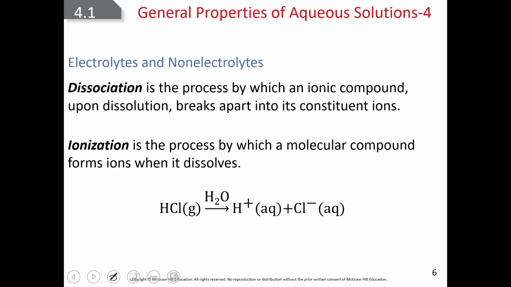When we talk about this breaking down and breaking apart into ions, we refer to it by way of dissociation or ionization. Dissociation happens with an ionic compound, and that ionic compound breaks apart into its constituent ions. So the example we just saw was sodium chloride. The sodium ion would go out into solution and the chloride ion would go out into solution. They were no longer a together substance. They separated out. Ionization is when a molecular compound forms ions. So dissociation has to do with ionic compounds, and ionization has to do with molecular compounds.